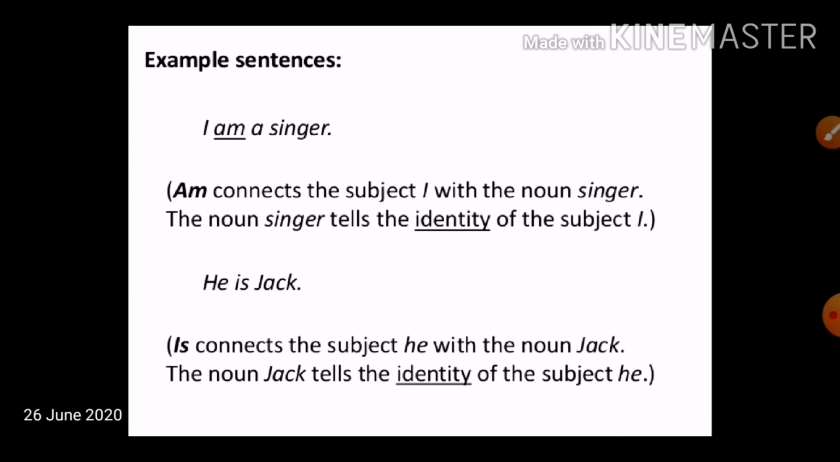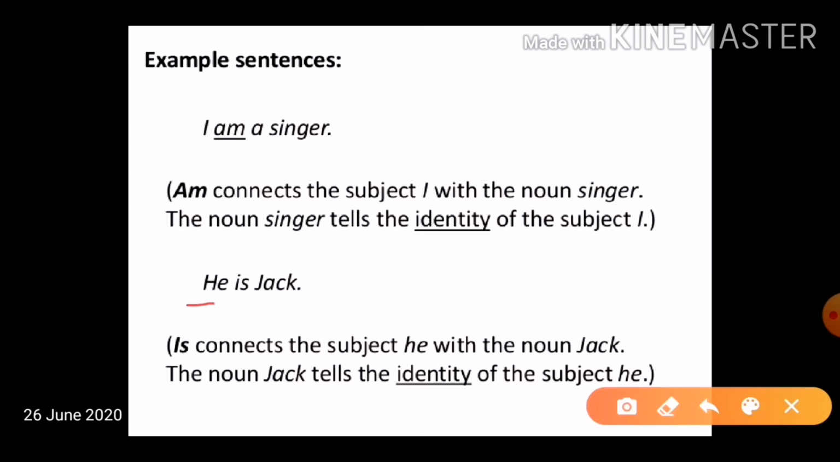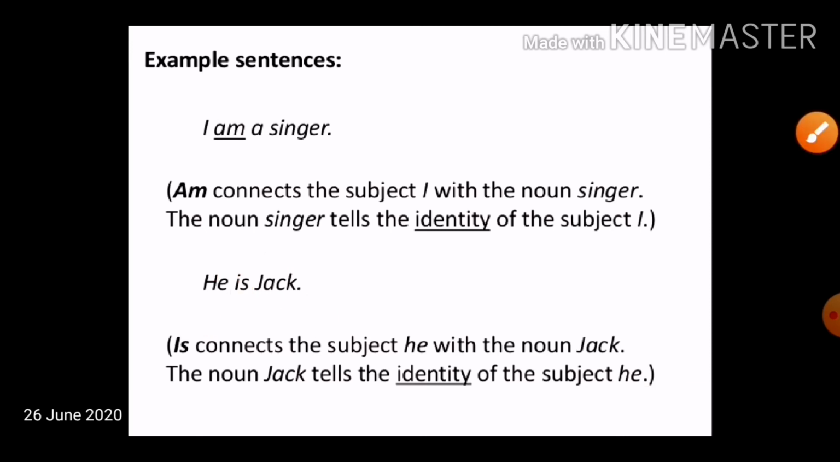He is Jack. Again, he is Jack. He is the subject, is is the verb, and Jack is the noun. So this connects he with Jack, so it is a linking verb. Is connects the subject he with the noun Jack. The noun Jack tells the identity of the subject he.